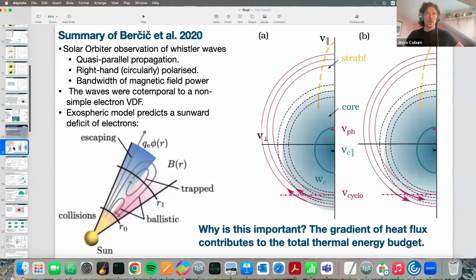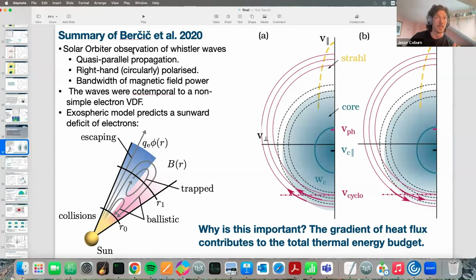Okay, so the results in the 2024 paper are more than just an analysis method, right? We really use the analysis method in there, but I want to give you the background context. I want to give you the physics, right? That's what we're here for at the end of the day. So I'm going to summarize Bertschich et al. 2020. Okay, so Solar Orbiter's search coil makes observations of whistler waves.